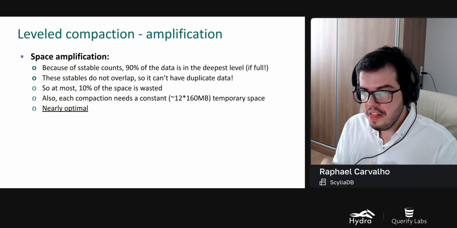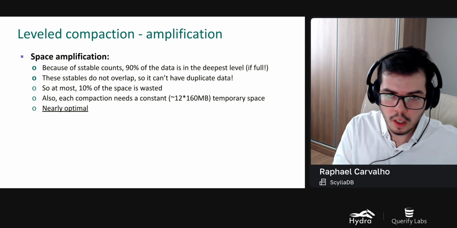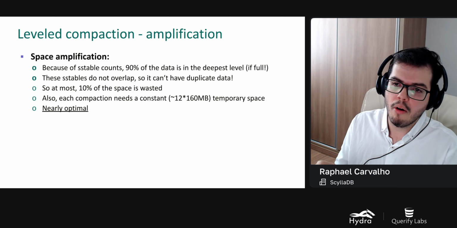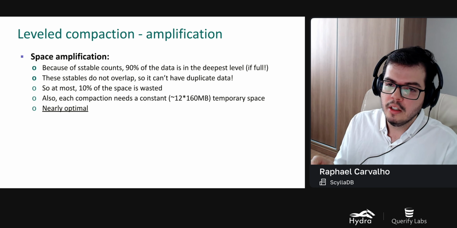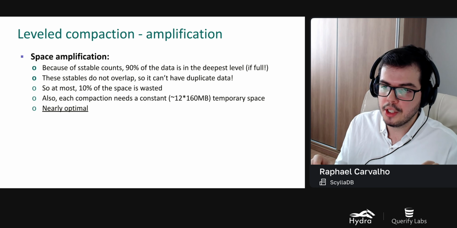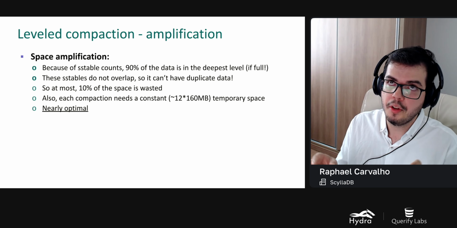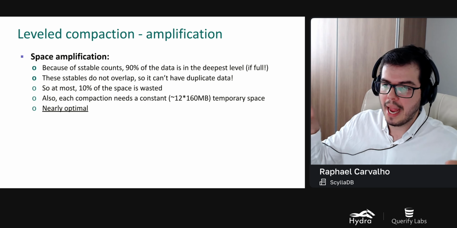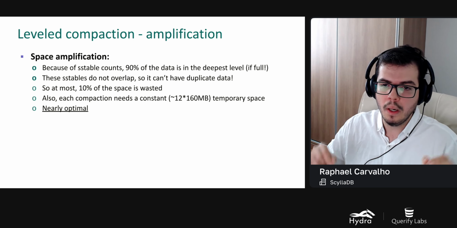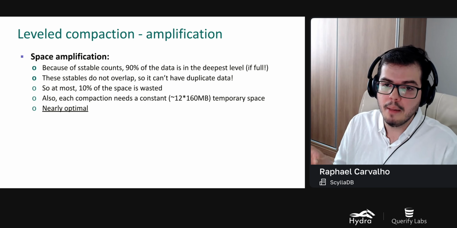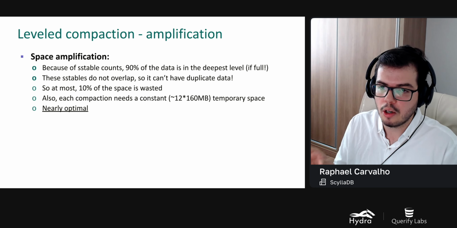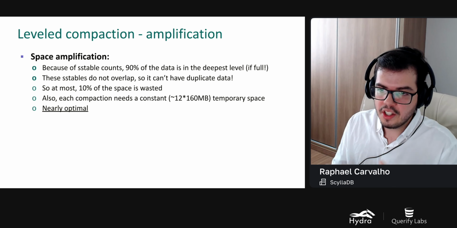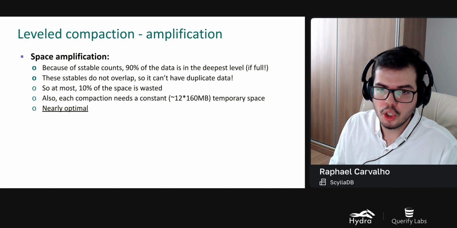the smaller levels, the levels other than the biggest one, can only waste 10% of space. Given that each promotion from one level to the other is going to find on average 10 to 12 overlapping files, each compaction only needs a temporary space of, we came up with the worst case of 12, because it could happen that we find some overlapping files on the edge. And given that the fragment size is 160 megabytes, we can come up with an estimation on the amount of disk space that the compaction level policy is going to take. So that's how level policy achieves the space amplification of 1.1.